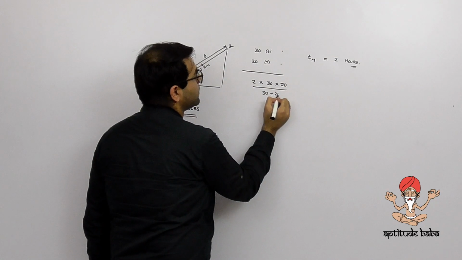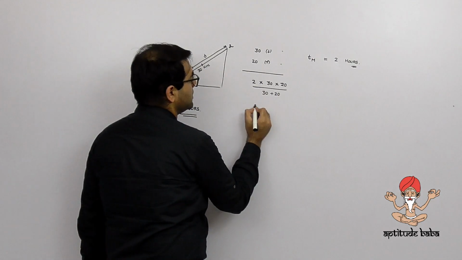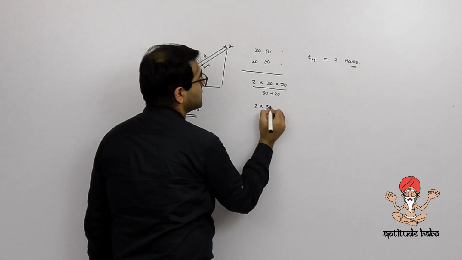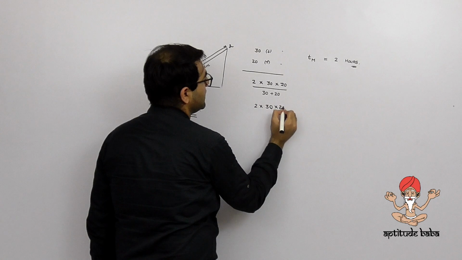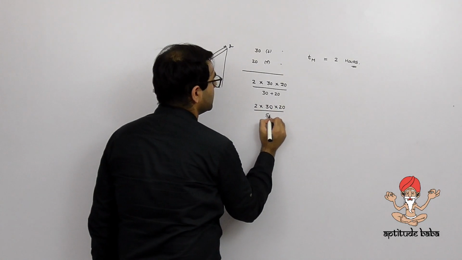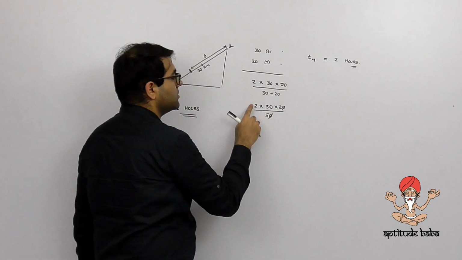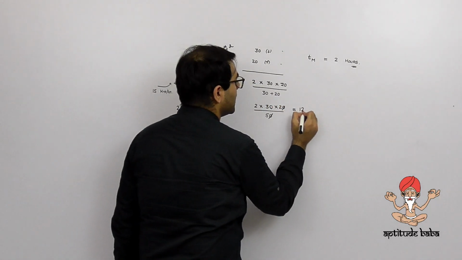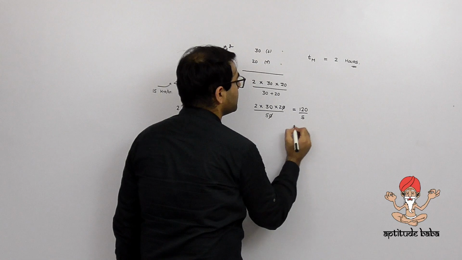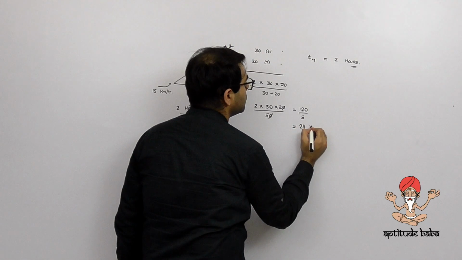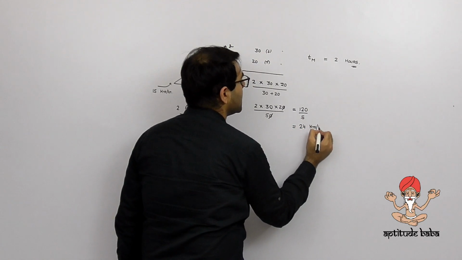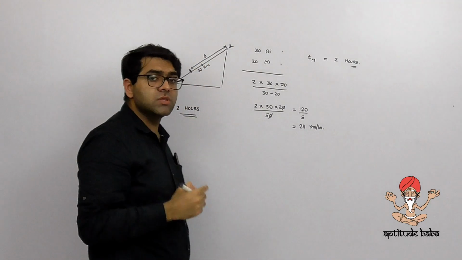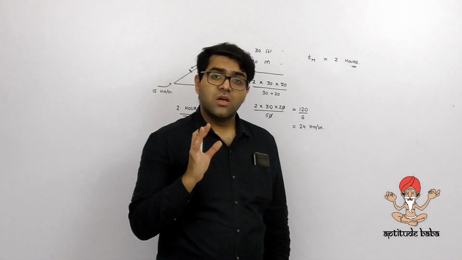Now this 30 plus 20 gets me 50. So basically what I have here is 2 into 30 into 20 divided by 50. एक जीरो कैंसिल हो जाएगा। Now 2 into 30 is 60, 60 into 2 is 120. So 120 by 5 is the average speed, or perhaps 24 kilometers per hour is the average speed of monkey moving down the hill and up the hill.